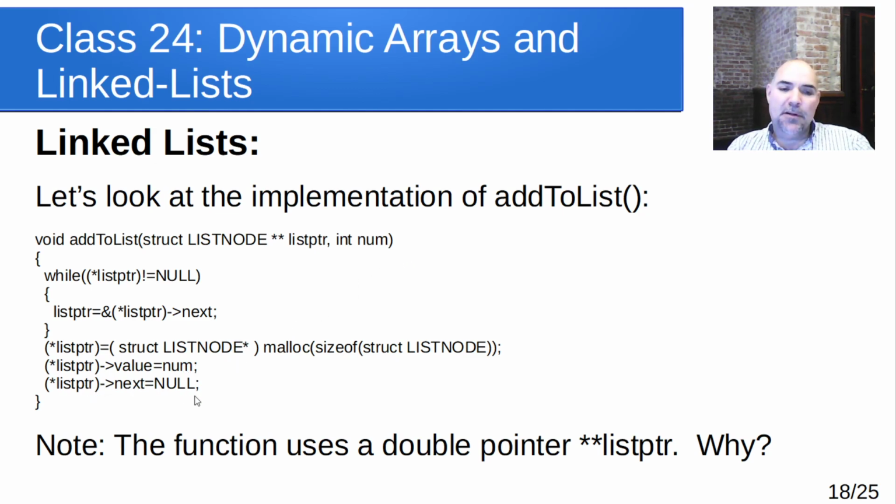So this is what we talked about earlier. We run through the linked list till we get to the end. Once we're at the end, we allocate space for the new node. We set the value of it, and then we set its next to be null to say it's now the end.